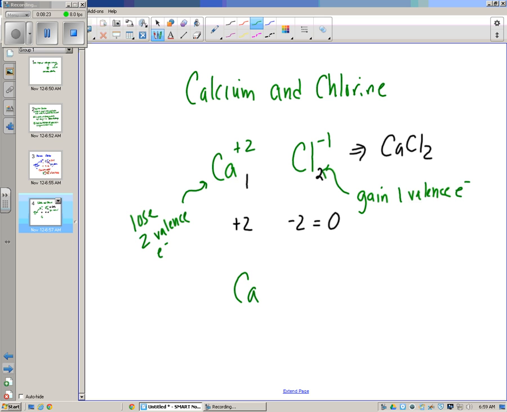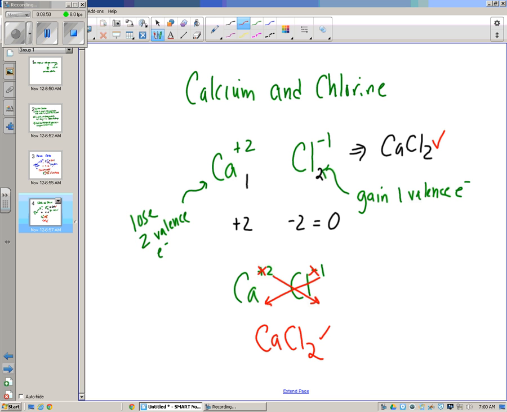We have Ca plus 2, Cl minus 1. You cross out the charges and crisscross the numbers, and you'll see that this 1 comes down here, you get Ca1, and this 2 comes down here, you have CaCl2. So that would be your formula. Notice that the formulas agree.